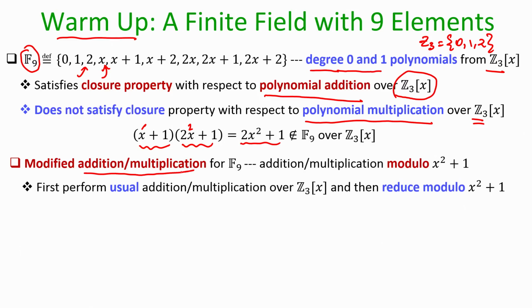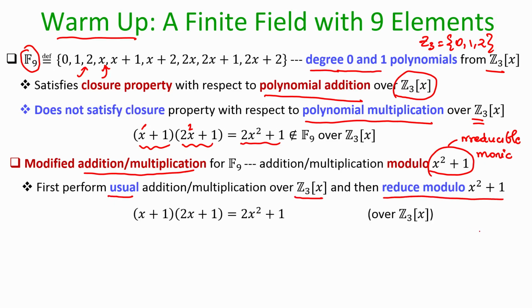So, what I am going to do is define a modified addition and multiplication operation, where I will be doing all the addition and multiplication of the polynomials as I was doing earlier, but my resultant answer will be computed modulo this polynomial. And if you see closely, this is an irreducible monic polynomial actually. So, the modified operation, namely addition and multiplication, is the following. I first do the usual addition and multiplication over Z3[x], and then I do a modulo x square plus 1, and that will be my resultant answer.